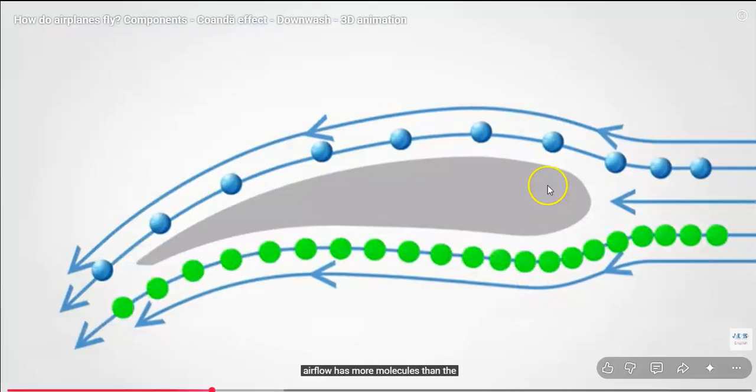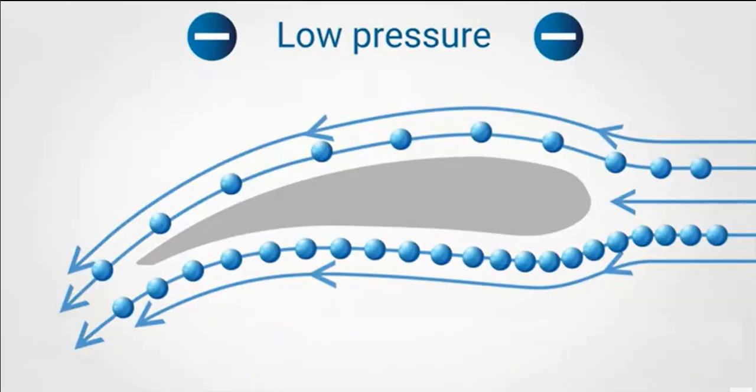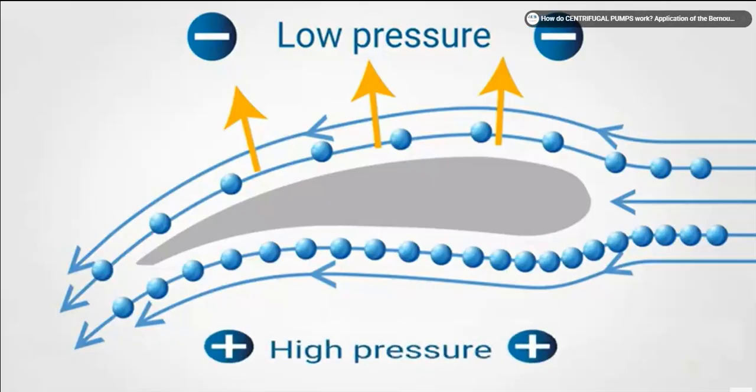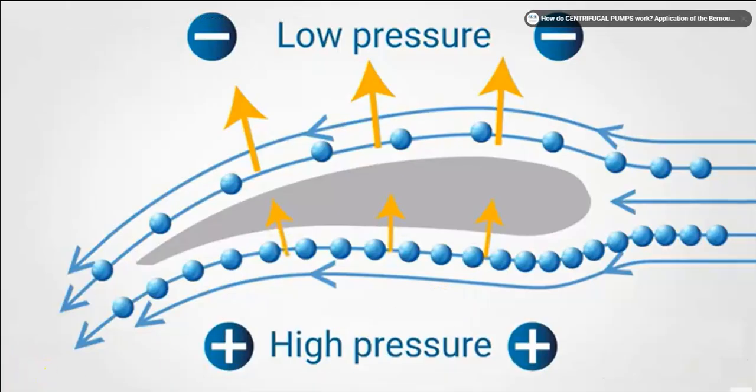The lower airflow has more molecules than the upper airflow. This creates a difference in pressure between the two parts. The low pressure on the top creates an upward suction effect that allows the wing and consequentially the whole aircraft to lift up. In addition, the numerous molecules of the lower airflow create a high pressure effect that allows the upward lifting of the wing.